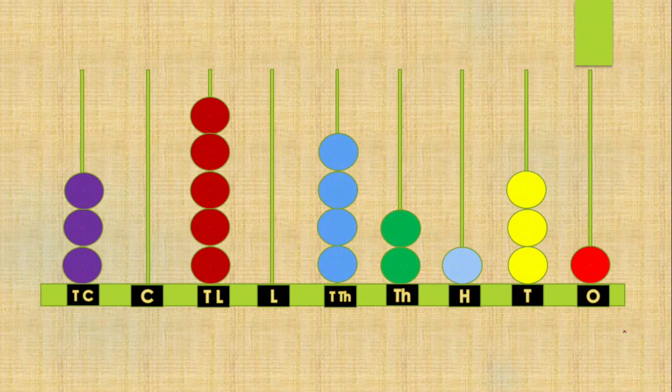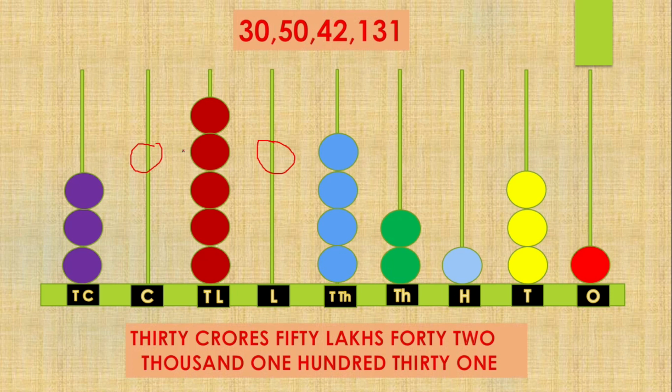Now here you can see one more example, and in this example I have no bead at the lakhs place and 0 beads at the crores place, right? So how will I speak the number? The number here is 30 crores, 50 lakhs, 42,131.